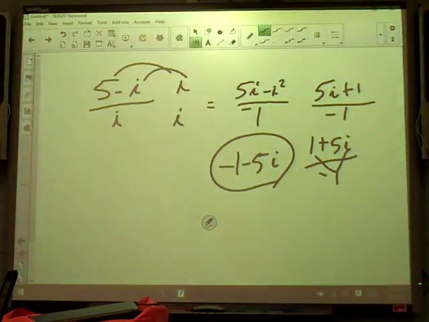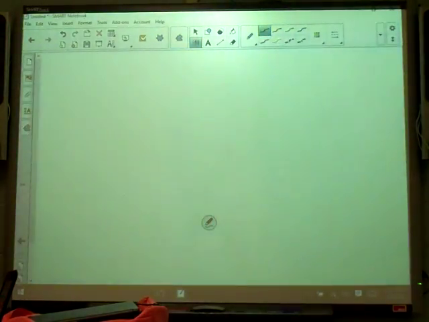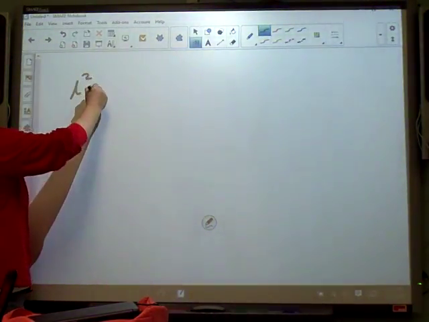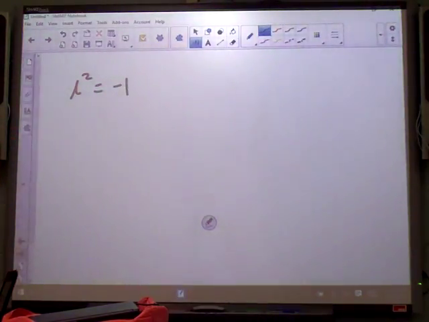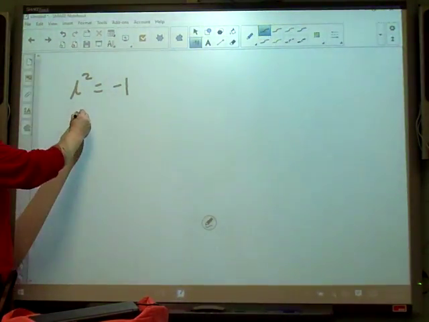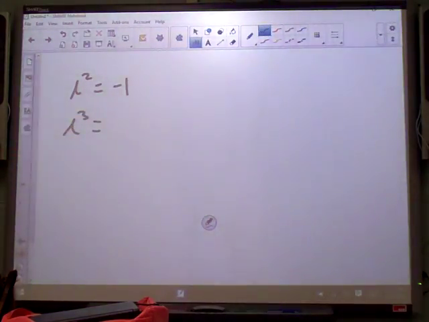This will be called the chart. You can put a little heading on it, it's called the powers of i. Alright, we've already talked about that one. i squared is -1. You with me? So what would i cubed be?